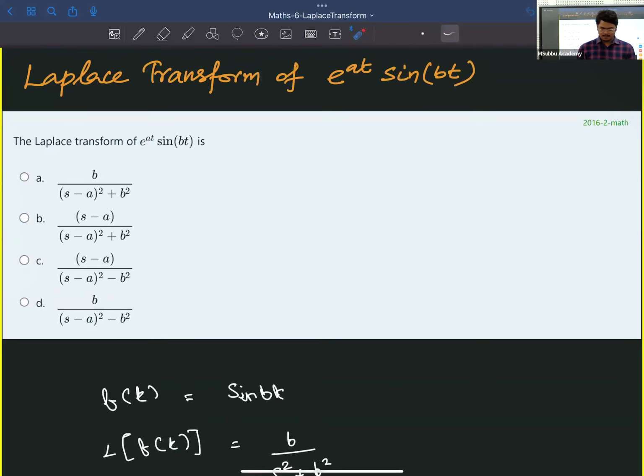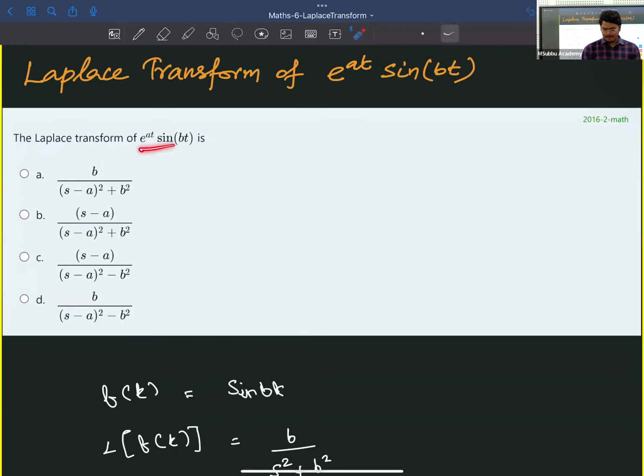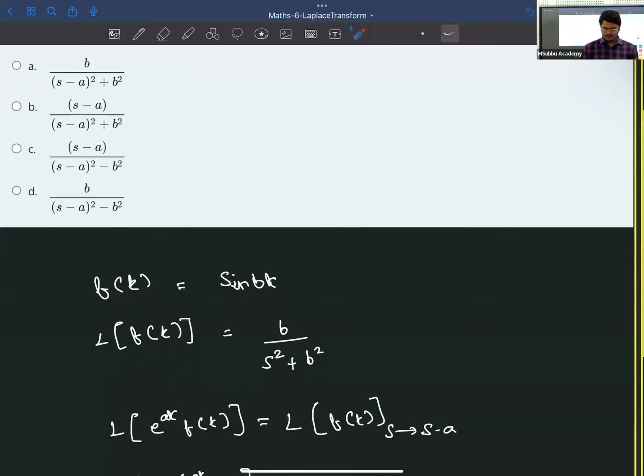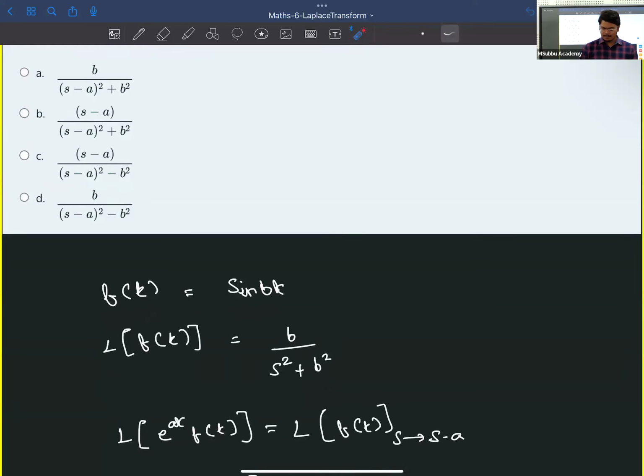So moving on to the first problem. They're asking for the Laplace transform of e power at sin bt. For that, this is the shifting property. So f of t is equal to sin bt. Let us take f of t is equal to sin bt.